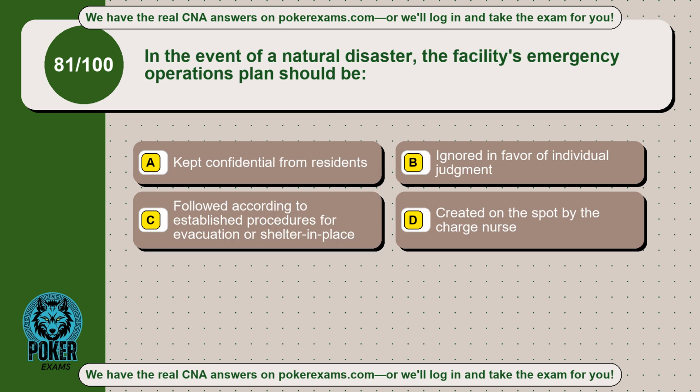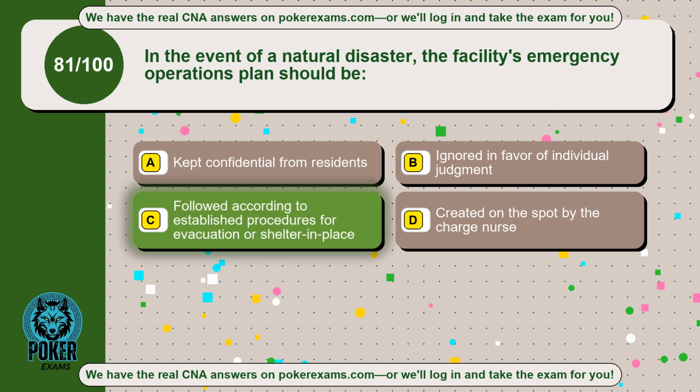Question 81. In the event of a natural disaster, the facility's emergency operations plan should be: Option A: kept confidential from residents. Option B: ignored in favor of individual judgment. Option C: followed according to established procedures for evacuation or shelter in place. Option D: created on the spot by the charge nurse.